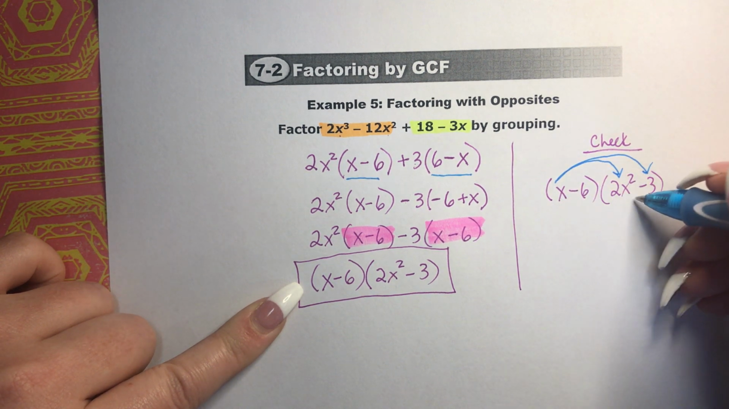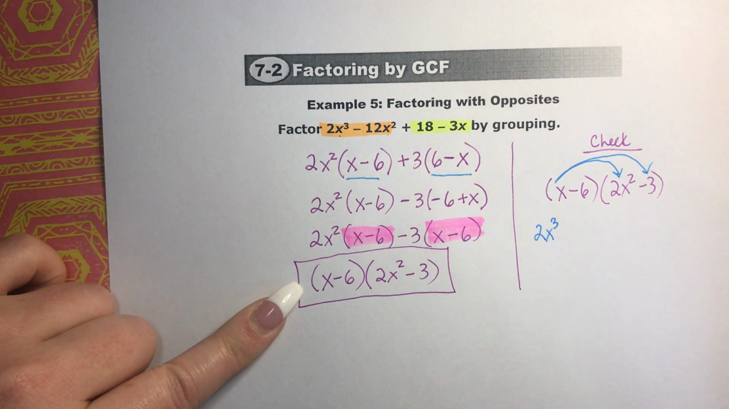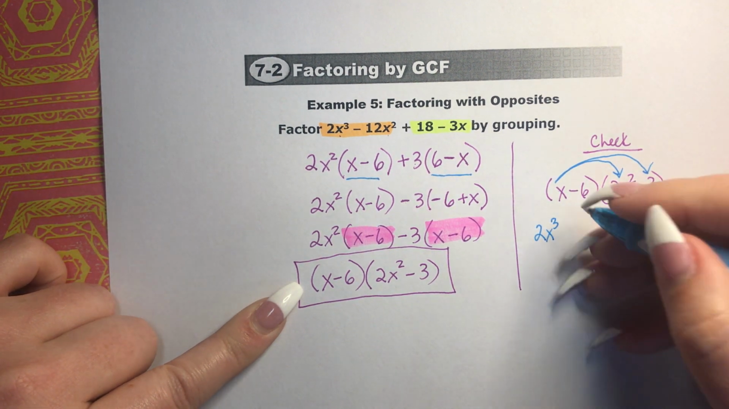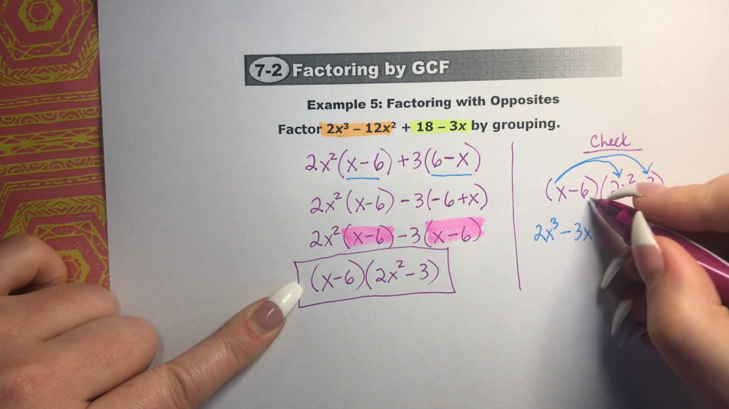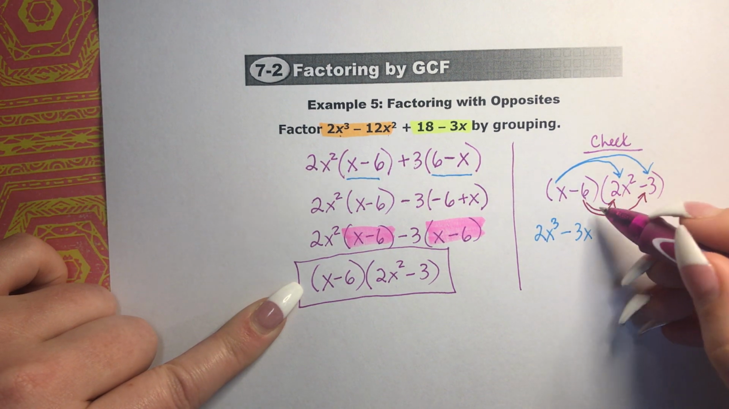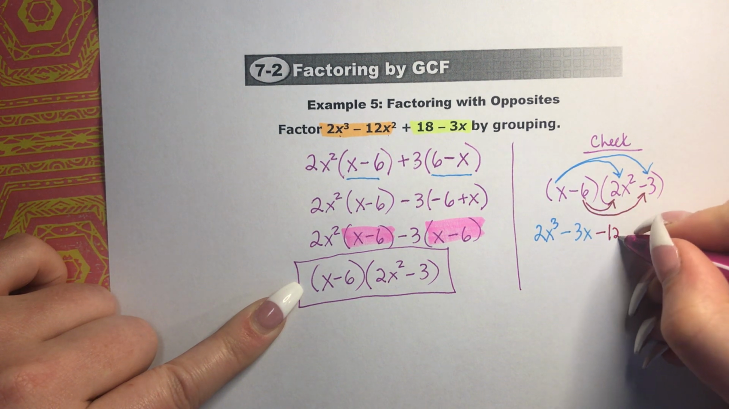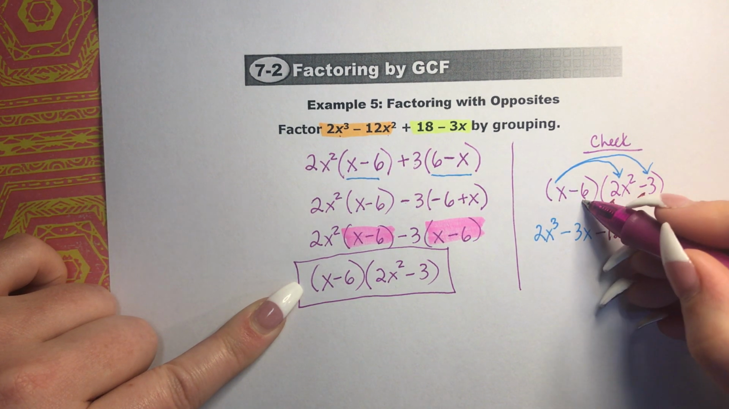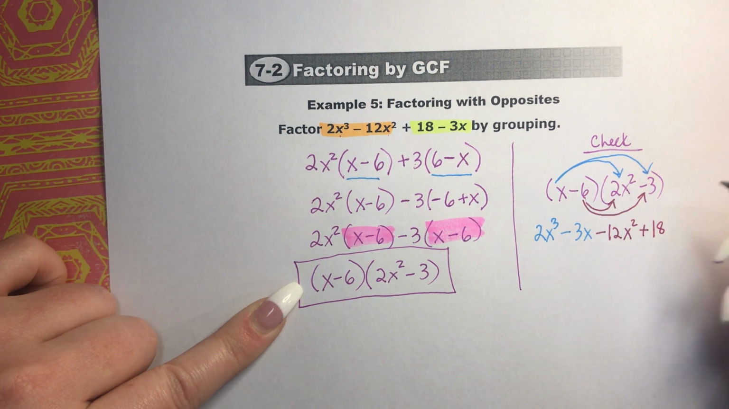So x times 2x squared is going to be 2x cubed. And then x times a negative 3 is just going to be negative 3x. And then we're going to do the bottom: the negative 6, we're going to distribute that. That's the inside, and this is the last. So negative 6 times 2x squared, negative 6 times 2 is a negative 12x squared. And then a negative times a negative is a positive. 6 times 3 is 18.